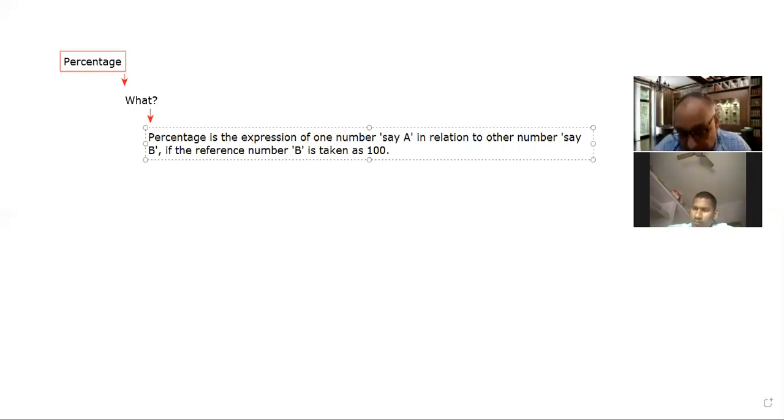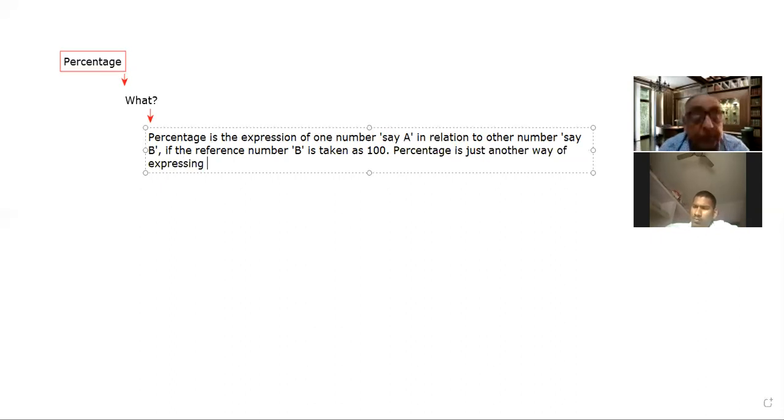So the relation of one number with reference to some other number, when that reference number is taken as 100. Okay, so next we can say that percentage is just another way of expressing a ratio or a fraction. So this is what we mean by percentage.